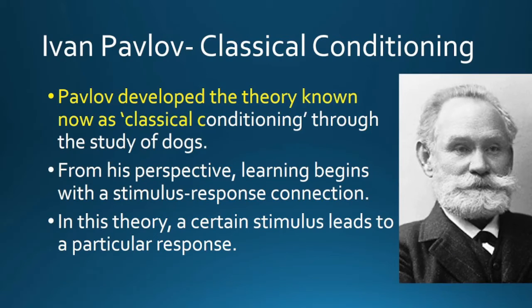Okay. Second kind of conditioning, founded by Ivan Pavlov. It's called classical conditioning. He developed this theory known as classical conditioning through the study of dogs. From his perspective, learning begins with a stimulus-response connection. In this theory, a certain stimulus leads to a particular response.